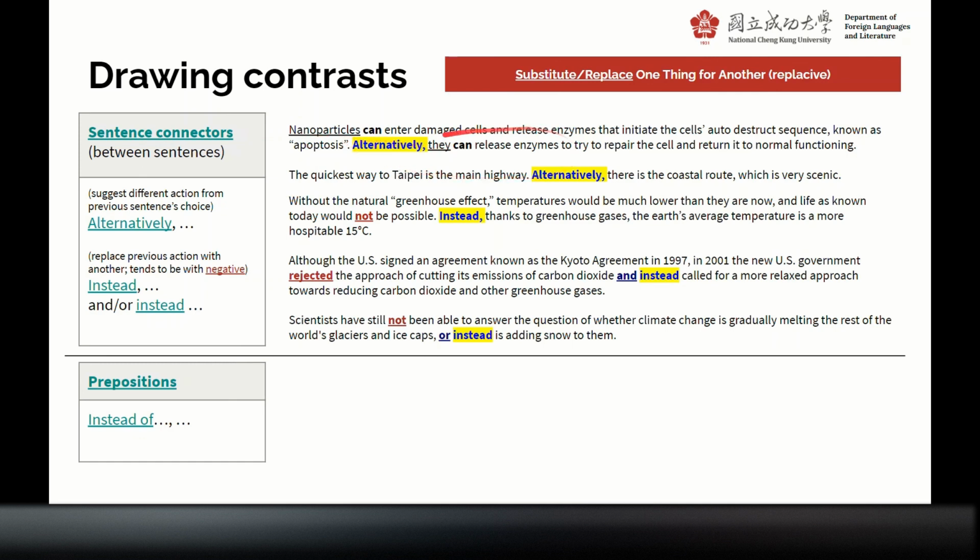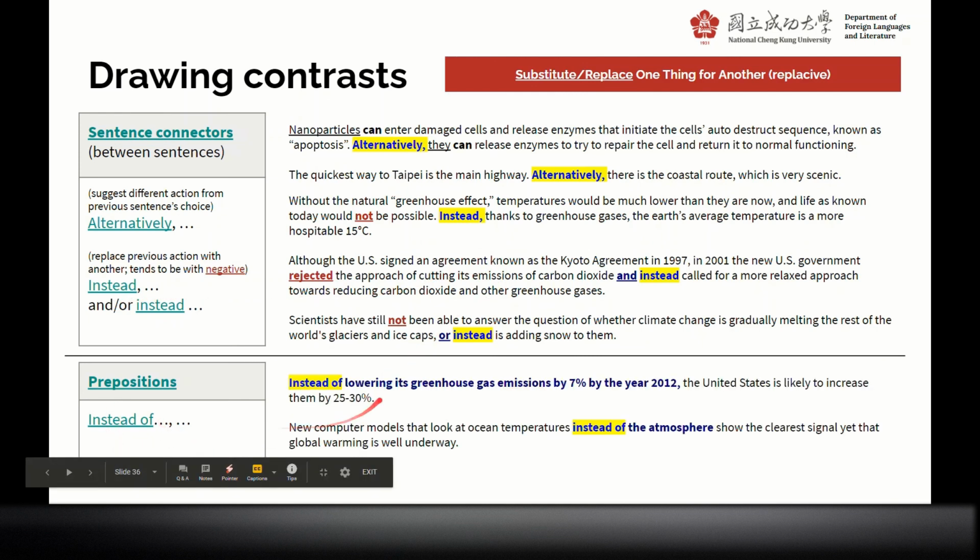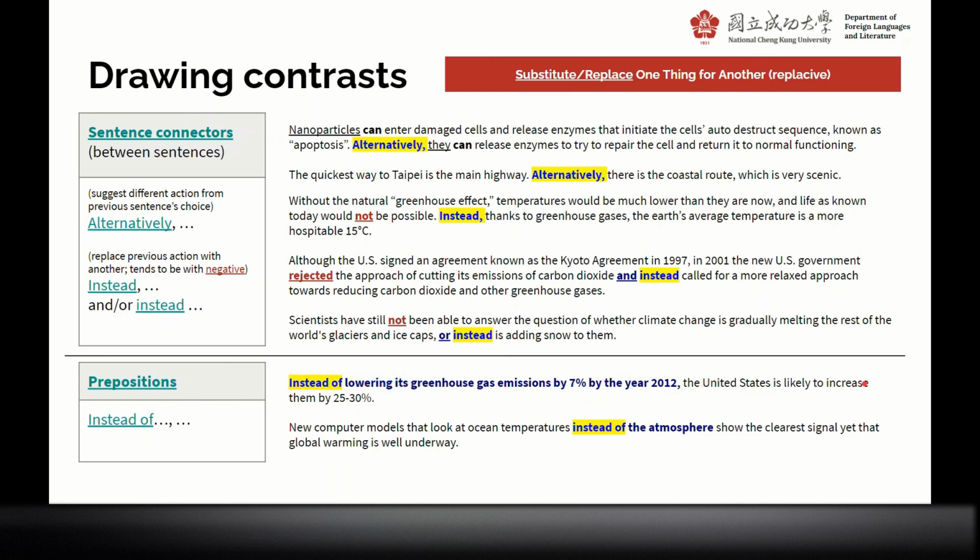These are, I guess, more neutral, but if you want to be more negative and where you're replacing the action, you can use "instead." Similarly with the prepositional format. Instead of this happening, this thing is happening. The new computer models that look at ocean temperatures instead of the atmosphere show the clearest sign yet that global warming is well underway. So instead of point 1 happening, point 2 is happening. You're replacing the first thing with the second thing.